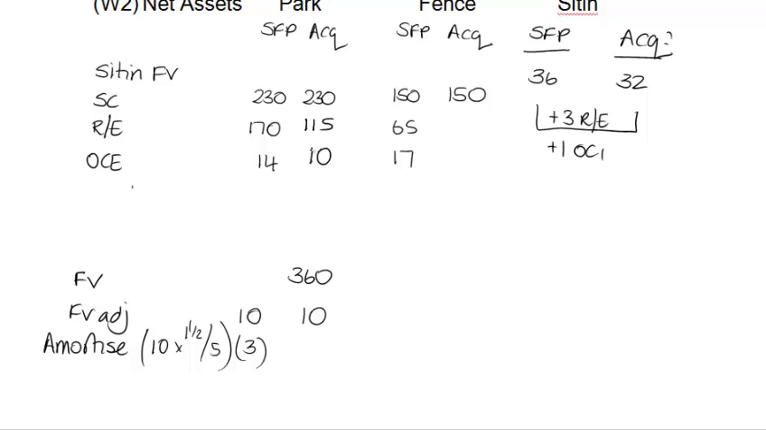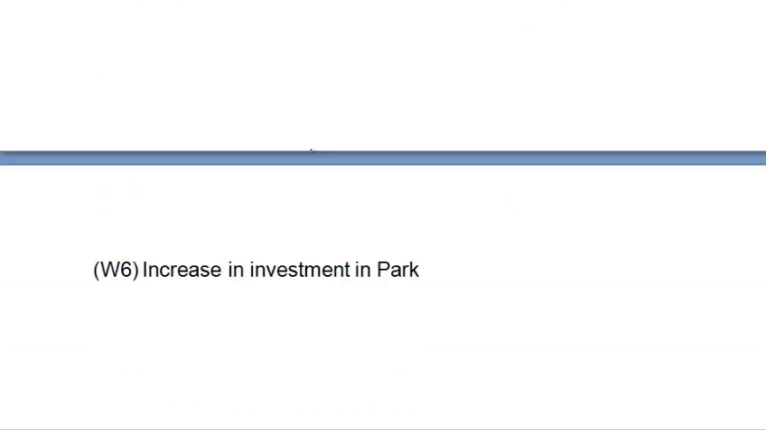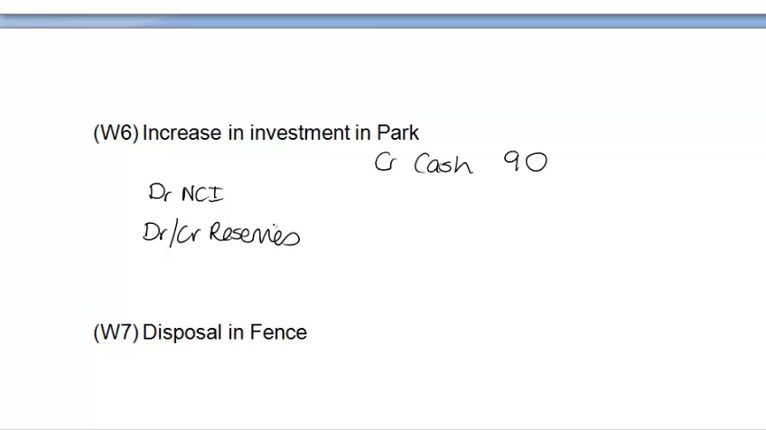It then says Grange acquired a further 20% from the NCI on the 30th of November X9 for 90 million. So I'm going to set up a new working here, increase in investment in Park, and what have we done? We've gone credit cash, 90. We know that we're going to debit the NCI, and we're going to debit or credit reserves with the balance.